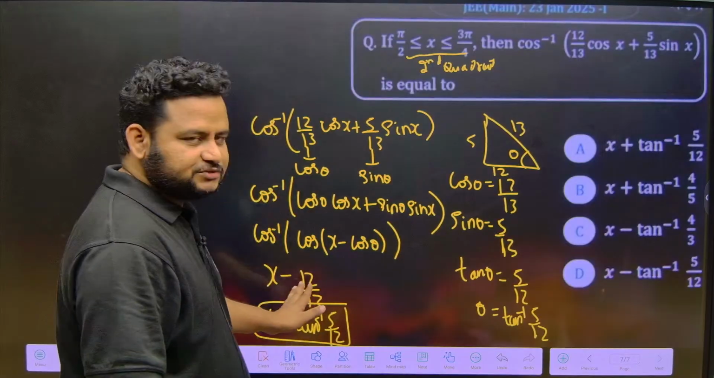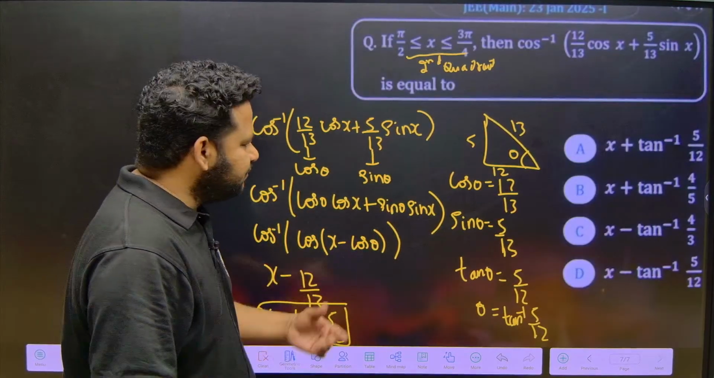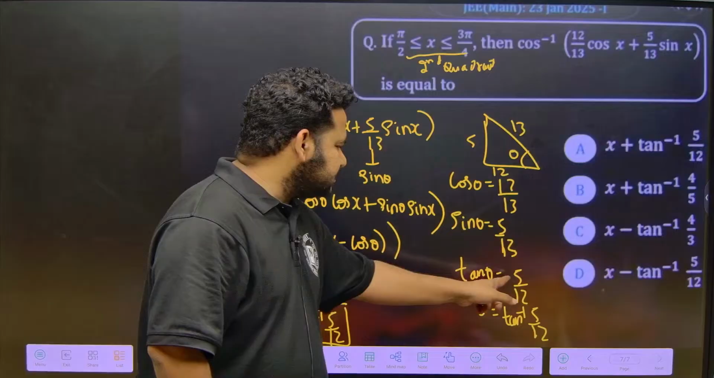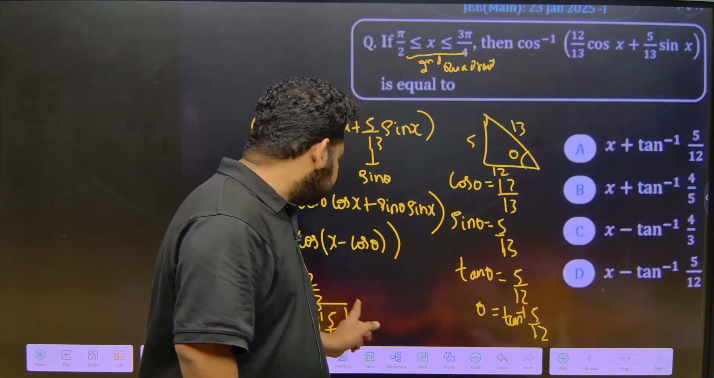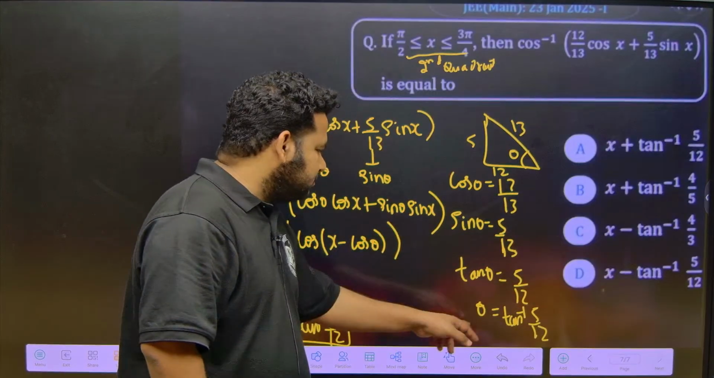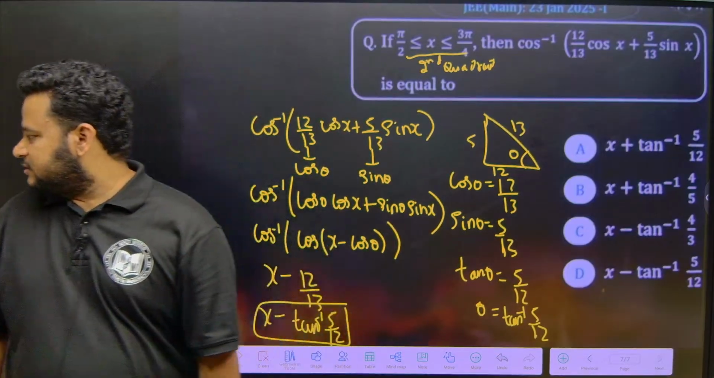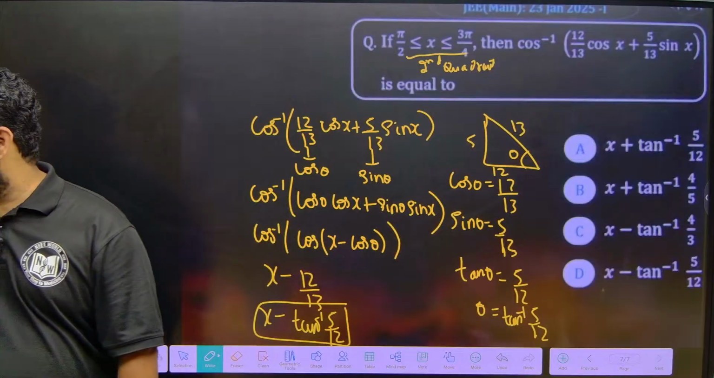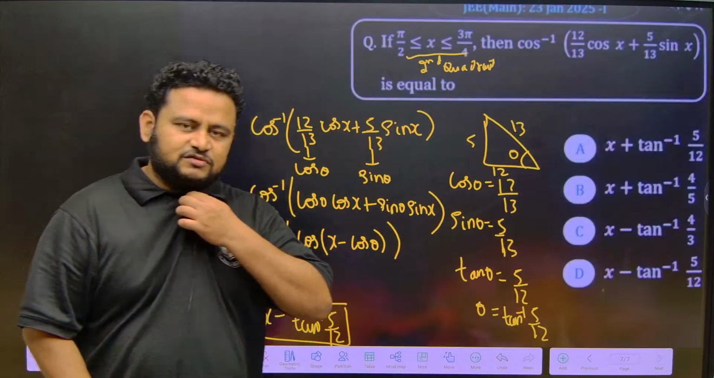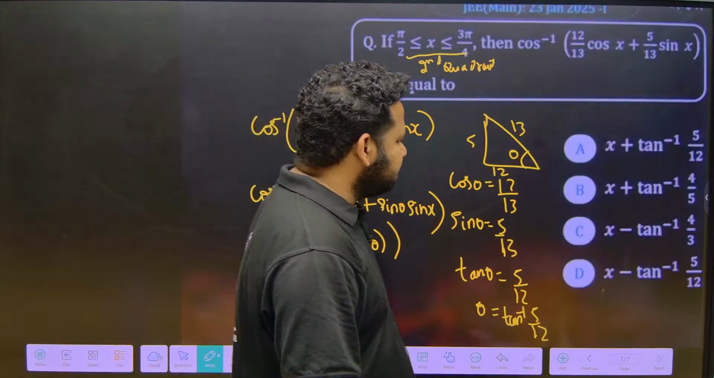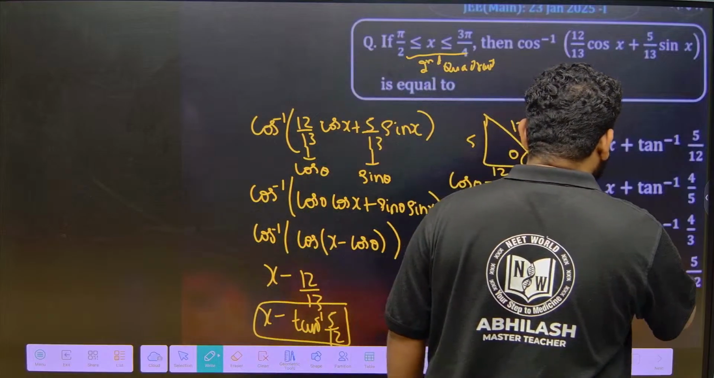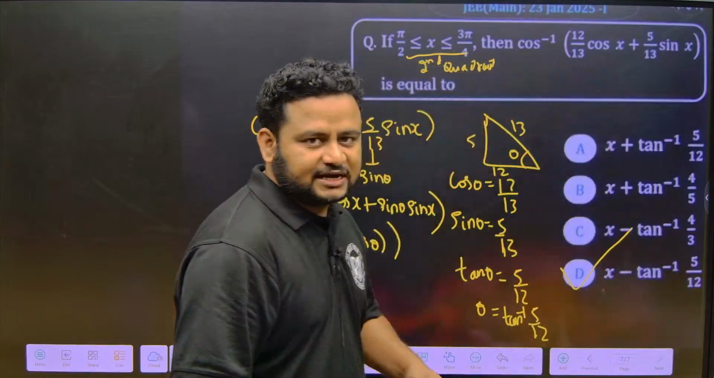So in terms of cos, we got cos theta is 12 by 13. But we want it in terms of tan. So tan is 5 by 12, and this theta I can write as tan inverse of 5 by 12. So x minus tan inverse of 5 by 12. What is the option? X minus tan inverse of 5 by 12, that is option D, the right answer to this question.